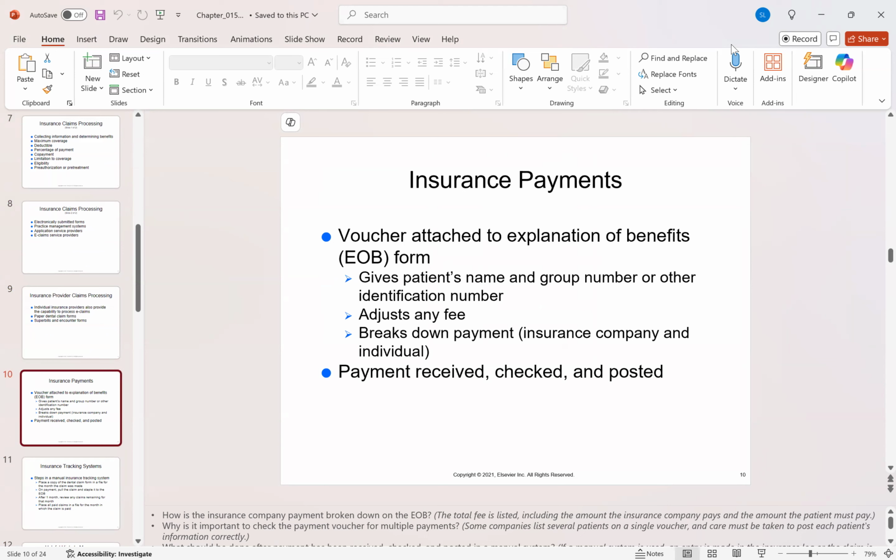A voucher is attached to an explanation of benefits form. This is going to give the patient's name, group number, or other identification number, adjust any fees, and then breakdown of payment. We then receive the payment and post it, making sure that it matches the EOB.